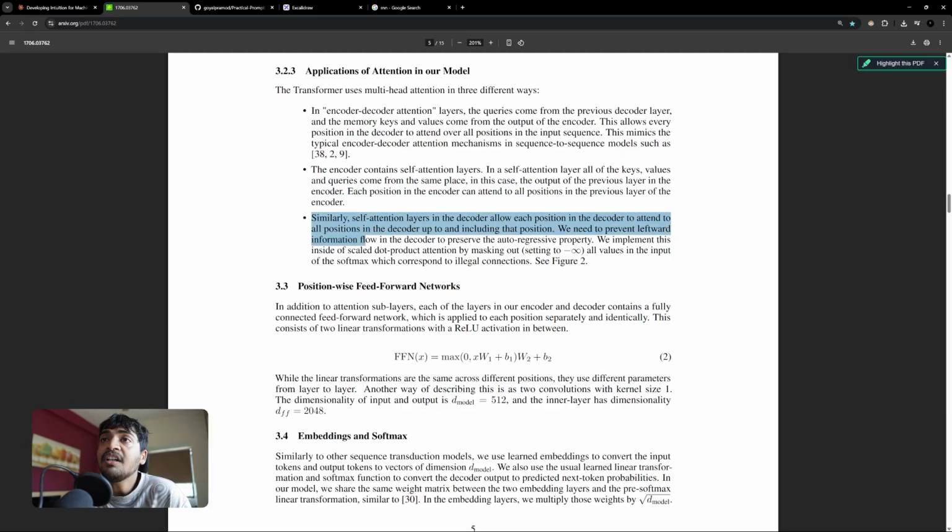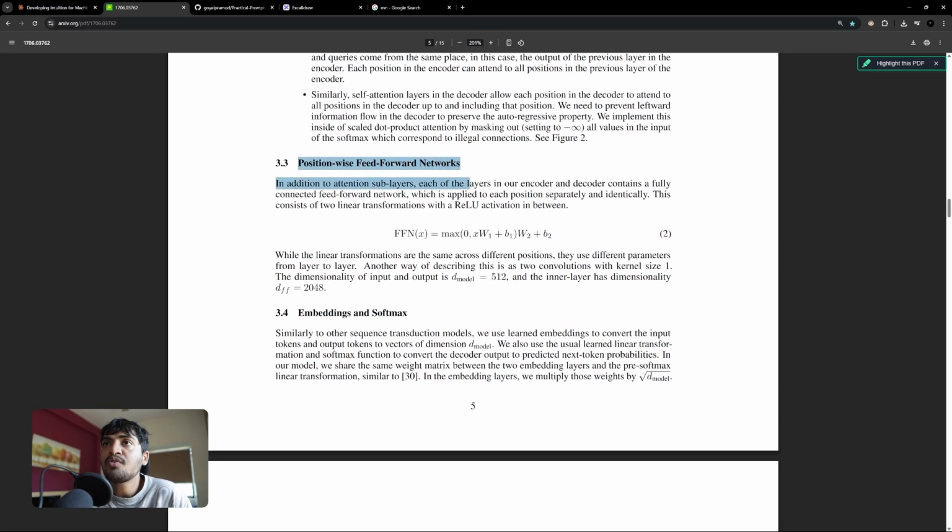Now, similarly, self-attention layers in the decoder allow each position in the decoder to attend to all positions in the decoder up to and including that position. So nothing after that, up to that position. So everything before that and that position. We need to prevent leftward information flow in the decoder to preserve the autoregressive property. We implement this inside of the scaled dot product attention by masking out, setting to minus infinity, all values in the input of the softmax which correspond to illegal connections.